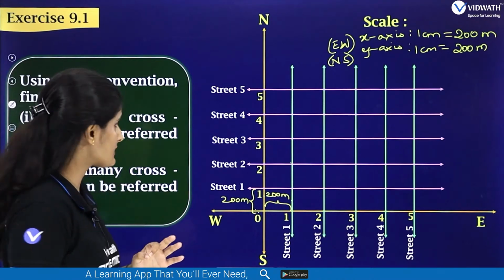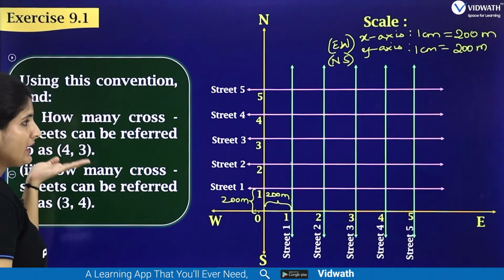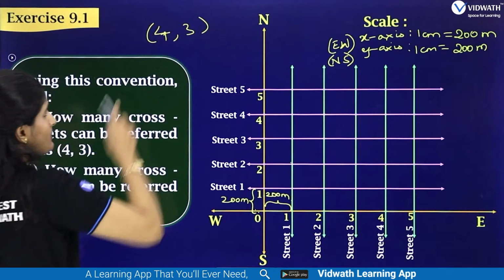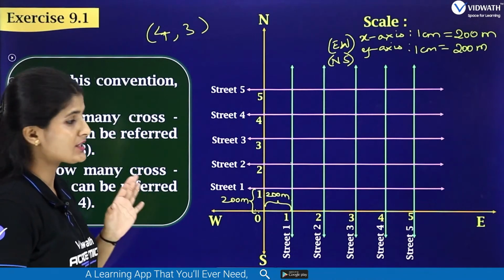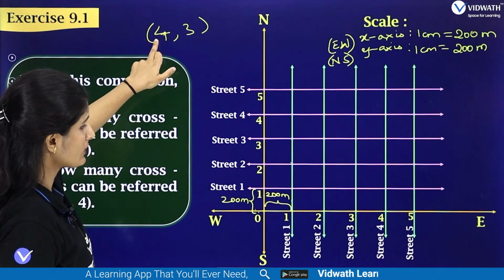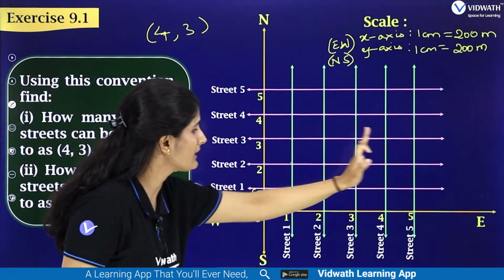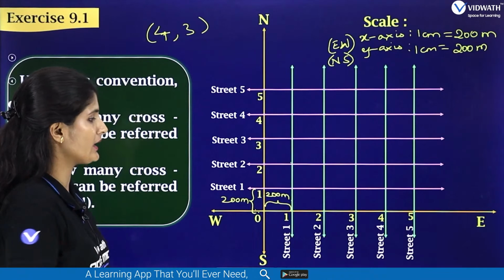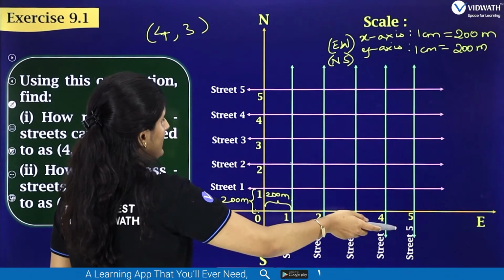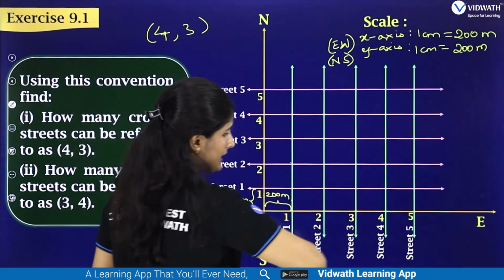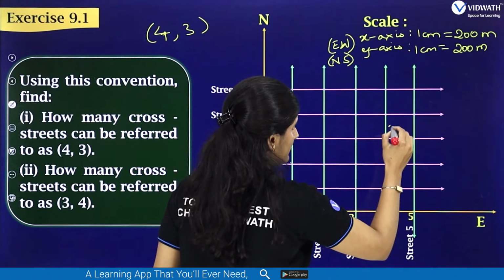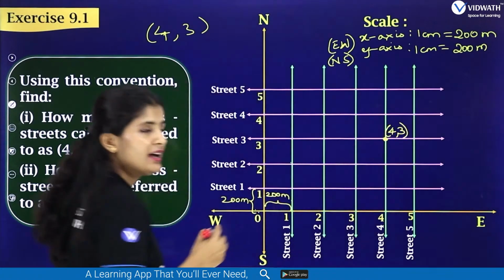In the question they've told us that any cross street, if given by 4, 3, then this means that that cross street is formed by a line in the north-south direction, which is the 4th street, and a line in the east-west direction, which is the 3rd street. That means when the 4th street in the north-south direction intersects with the 3rd street in the east-west direction, at this point we have a cross street, and that is given by 4, 3.